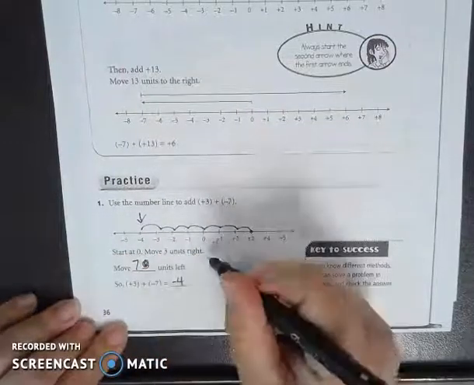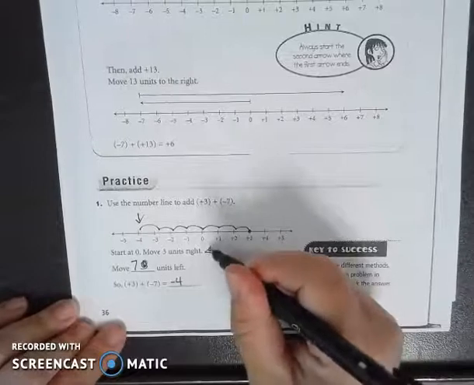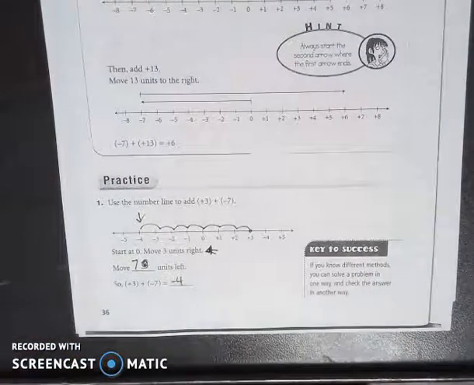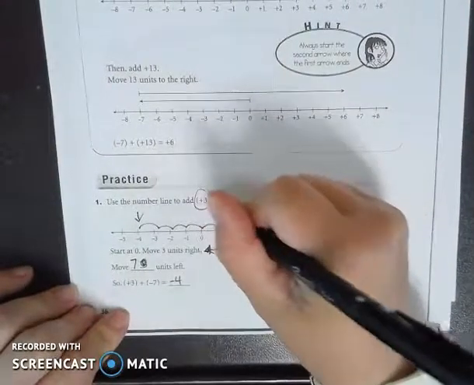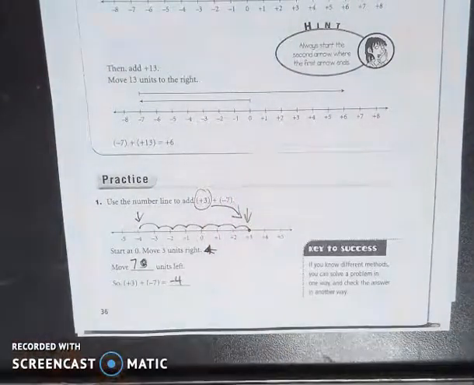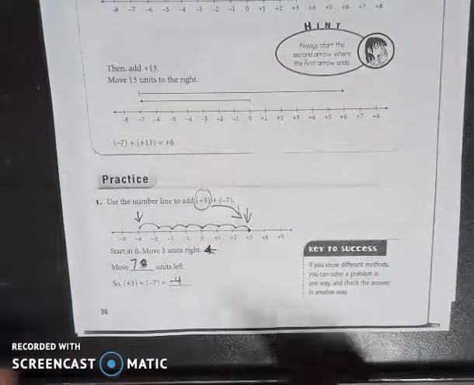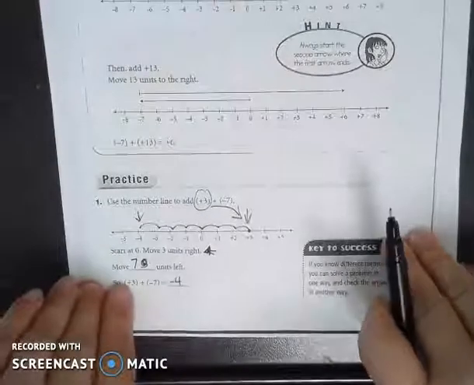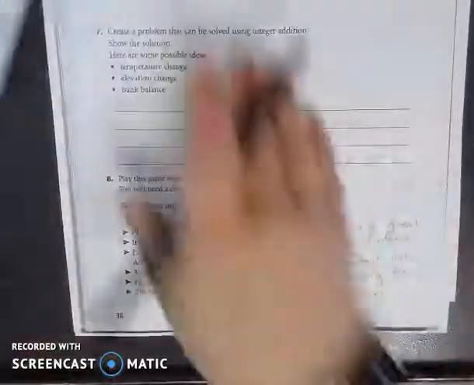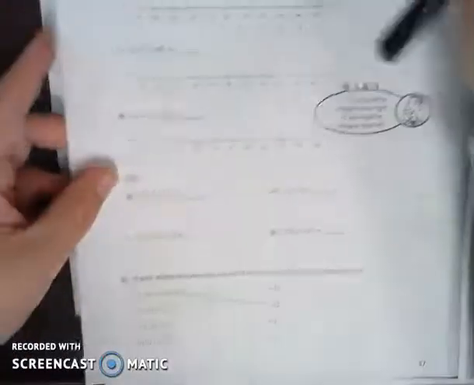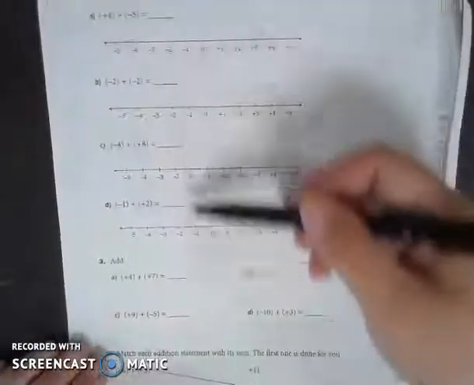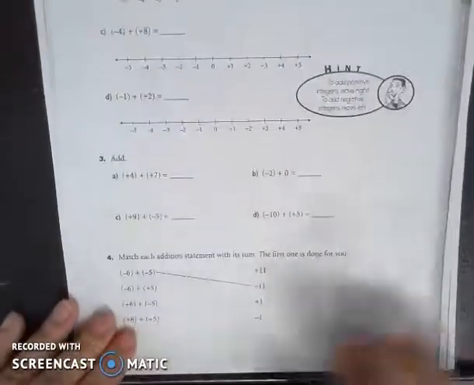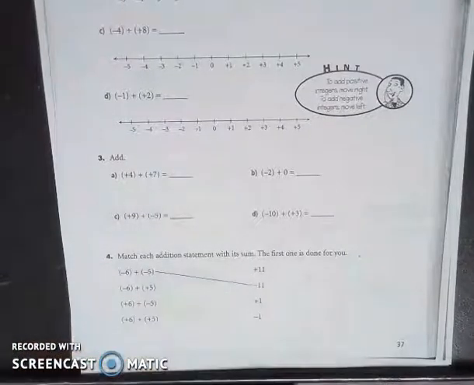Now here, this start at 0, move 3 units to the right, that can be confusing because most of us will just start at +3. If it says +3 first, we just start there, and that's fine. You don't have to start at 0 and move 3 units to the right. Again, the number line is totally up to you. If you don't want to use it, don't use it. Same exact thing for these questions here, using the number line, add them together. Here, it's just adding as well. Again, if you want the number line, you can.